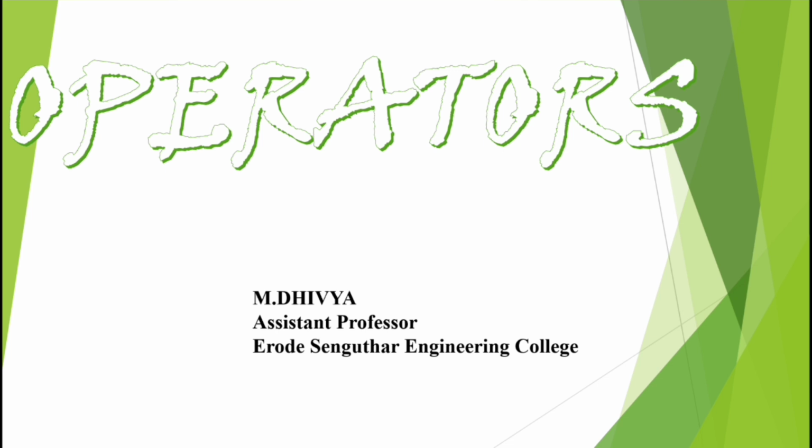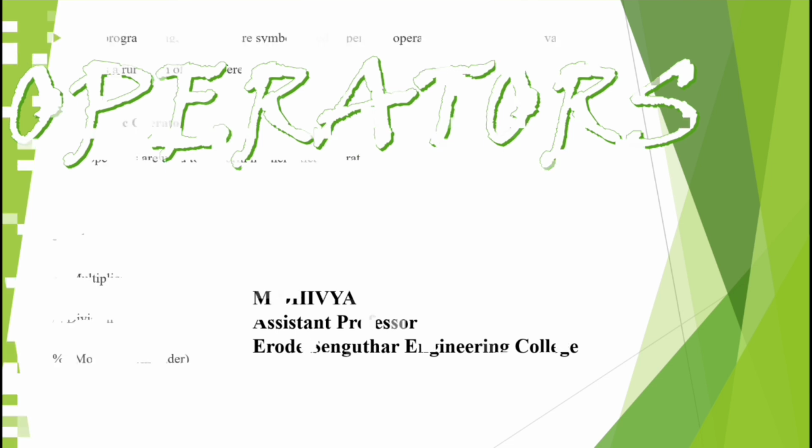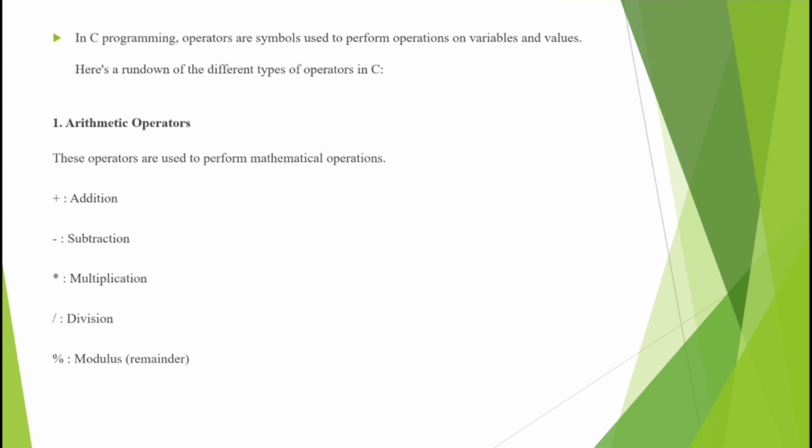Today we are going to see about operators in C programming language. So in C programming, operators are symbols used to perform operations on variables and values. Here is a rundown of the different types of operators in C.